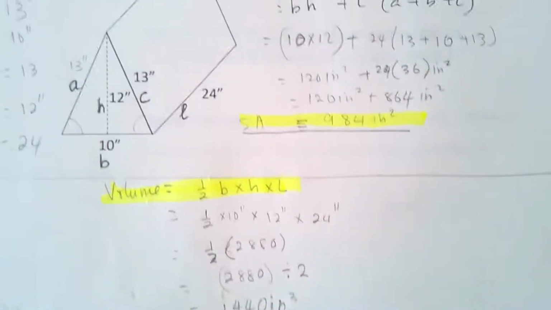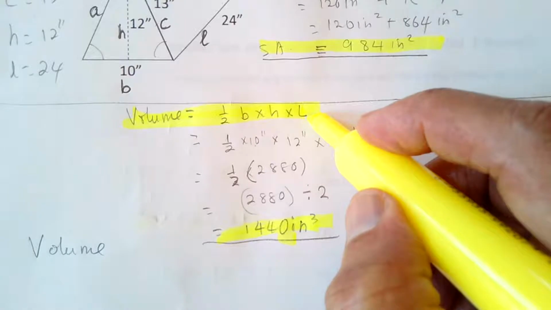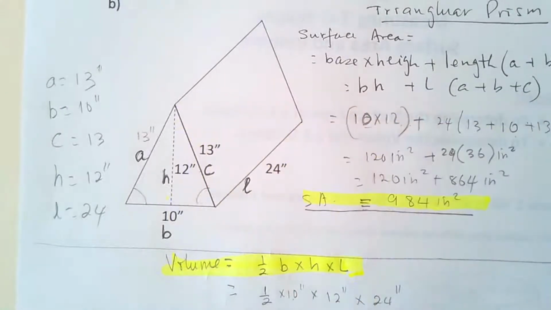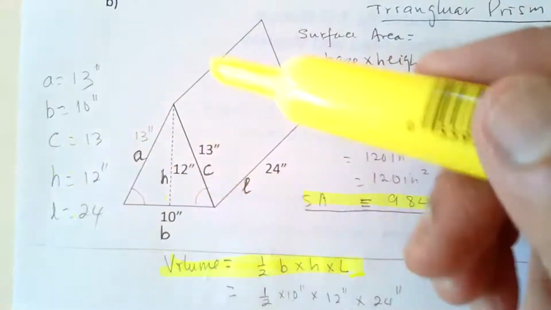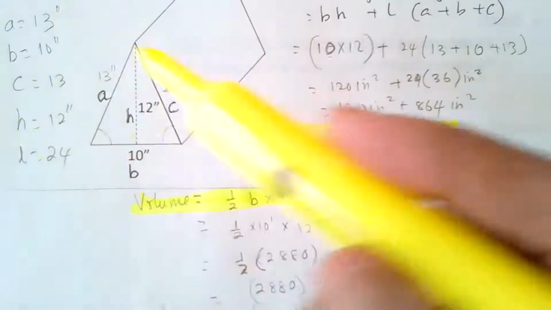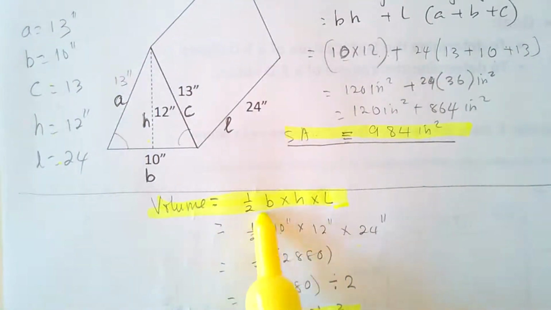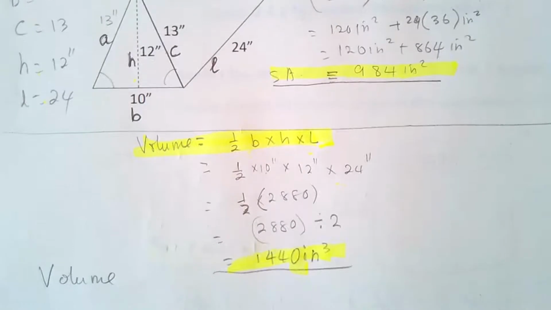So step 1, we have our formula. Let's go over this now. To find the volume of a triangular prism, step 1, we write down our formula. Step 2, we'll label each side or dimension within the triangular prism, and it's A, B, C, H, and L. Once we label them, then we take our values for each measurement and substitute them into our formula. Then we do our computation from there on.